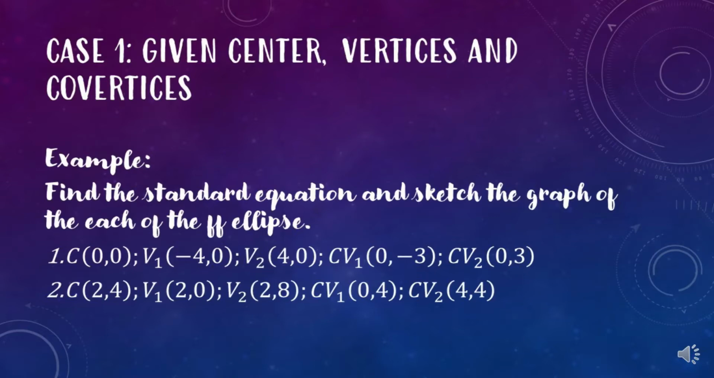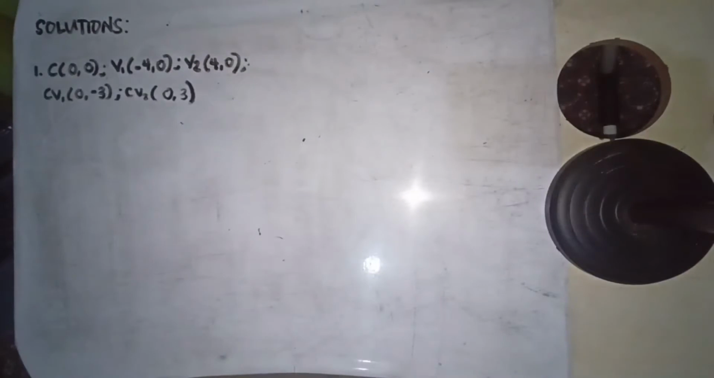So as for the solution, for our first example, again, the given: we have center at (0, 0). We also have vertex 1, which is (-4, 0), vertex 2, which is (4, 0), and we also have co-vertex 1, which is (0, -3), and co-vertex 2, which is (0, 3).